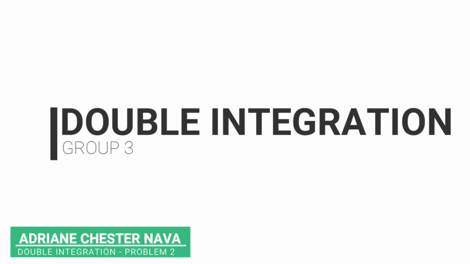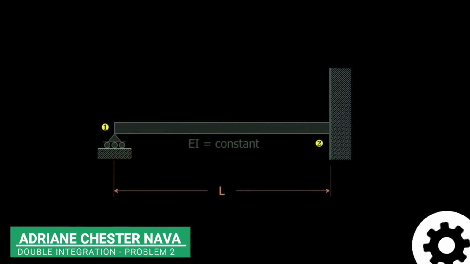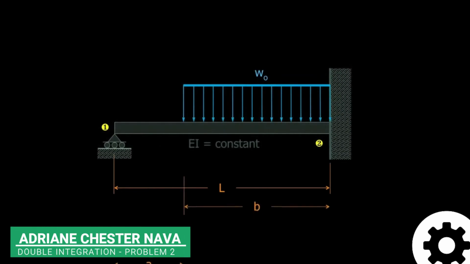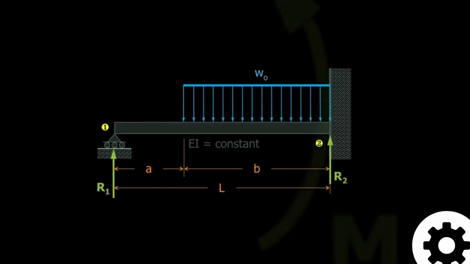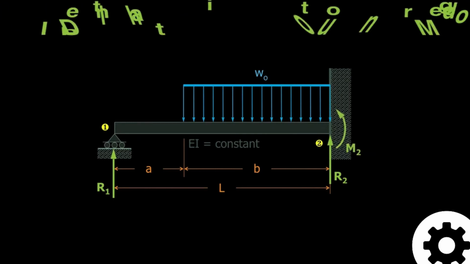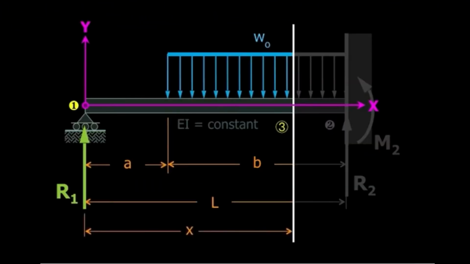Afternoon. For problem solving, we have a propped beam of length L loaded as shown. We're going to solve the reactions R1, R2, and M2 using the double integration method. Take point 1 as the origin of our xy plane and consider section 3 at a distance x from the origin.